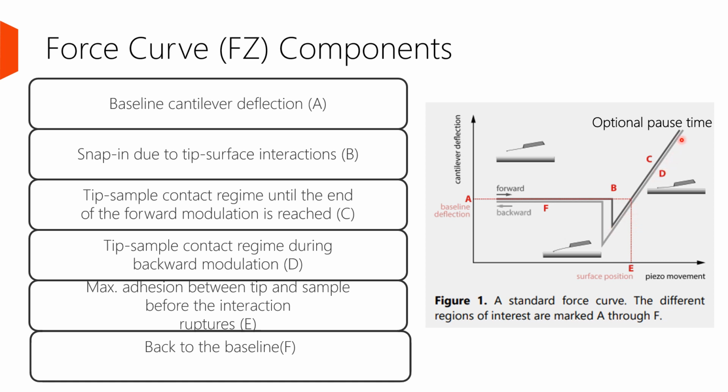And in C, we have the contact regime of the forward modulation. After the set point is reached, we can set up some optional pause time to fit our purpose of adhesion study. And then we have D. D is the contact regime for our backward modulation. And in E, we have the maximum adhesion force. After the maximum adhesion force is ruptured, the cantilever is moved back to the baseline. Then it's again away from the sample surface.